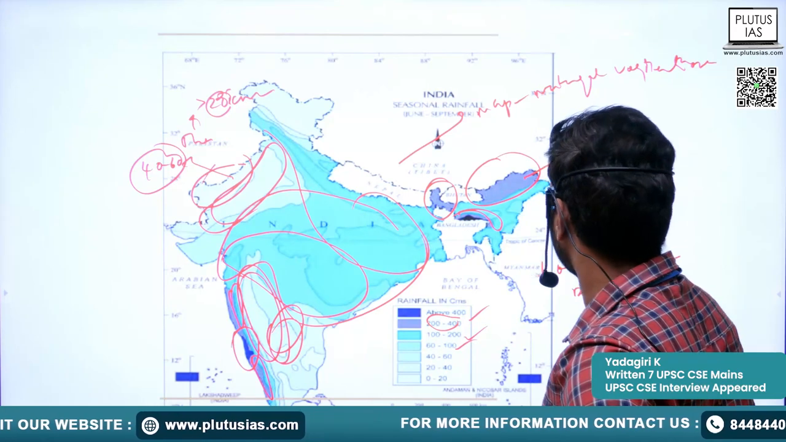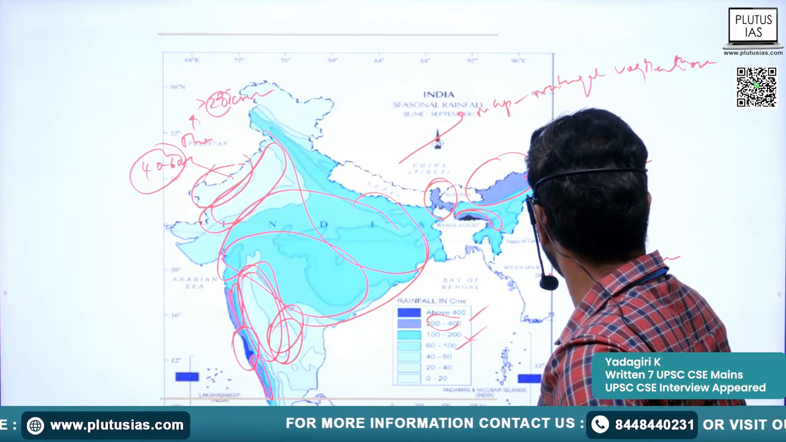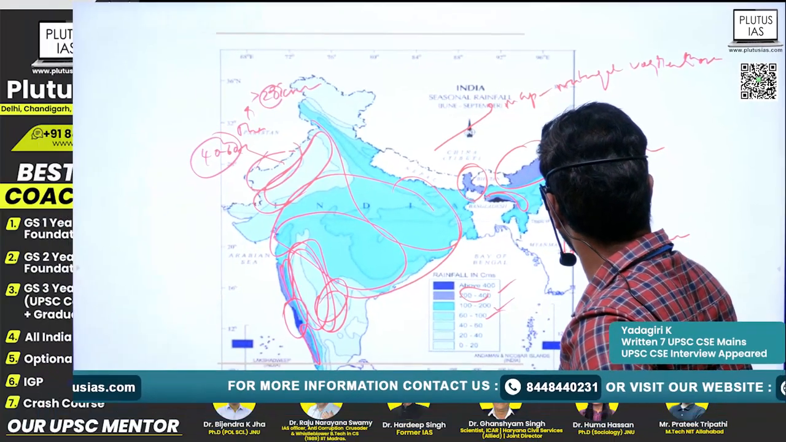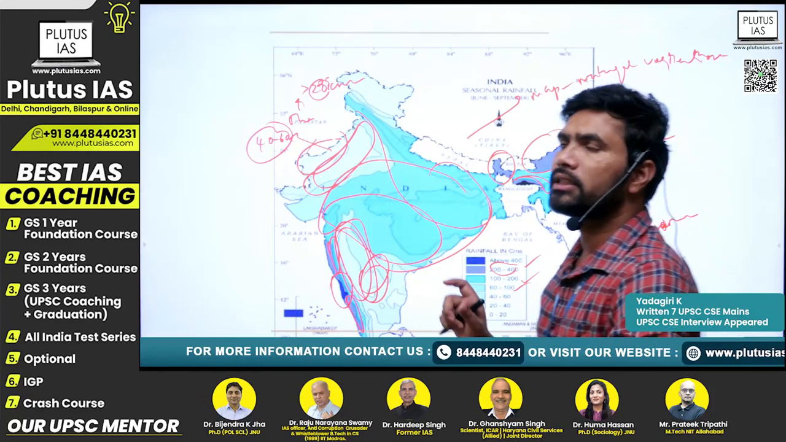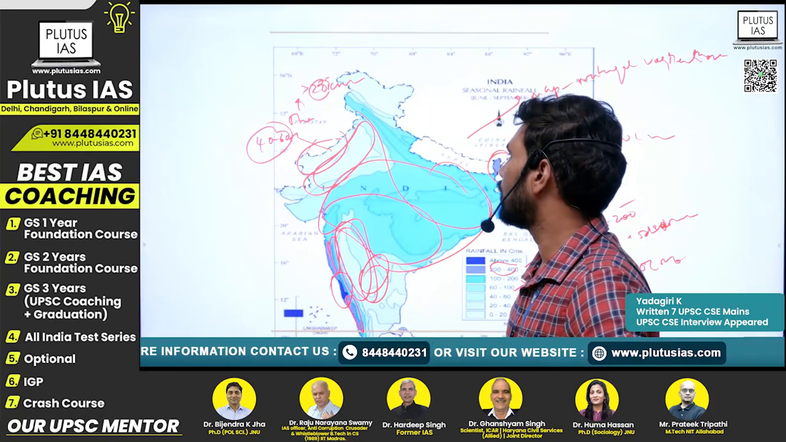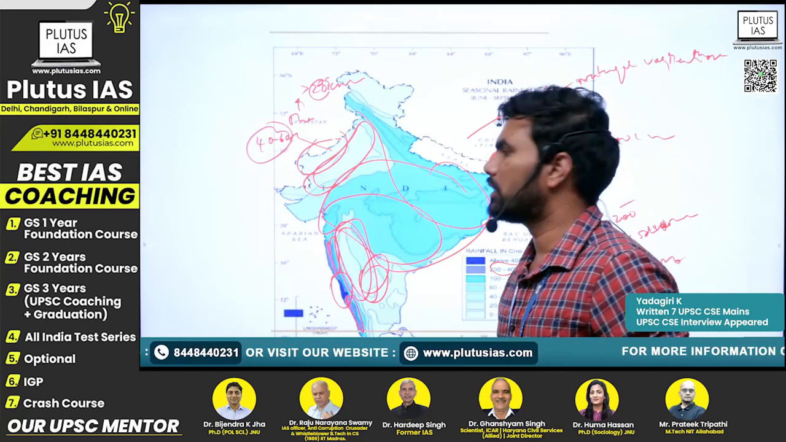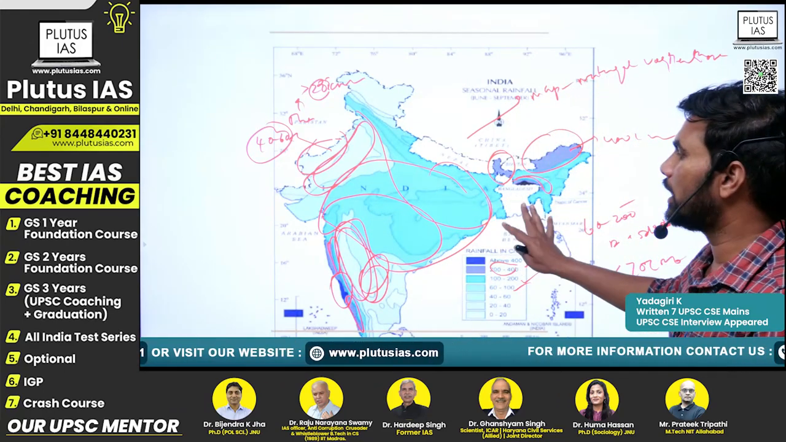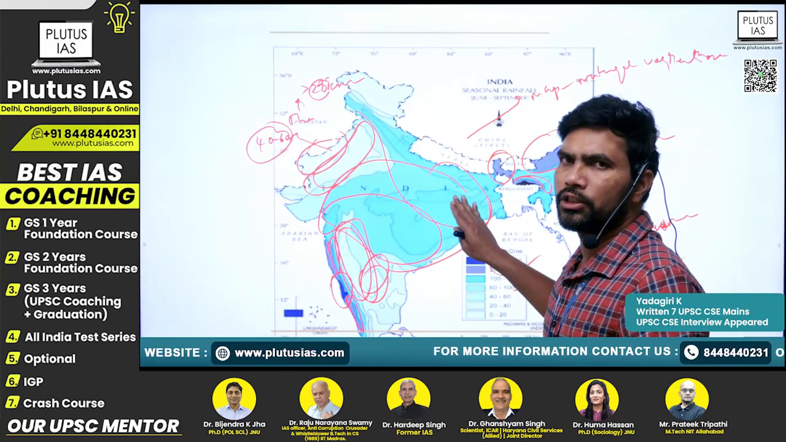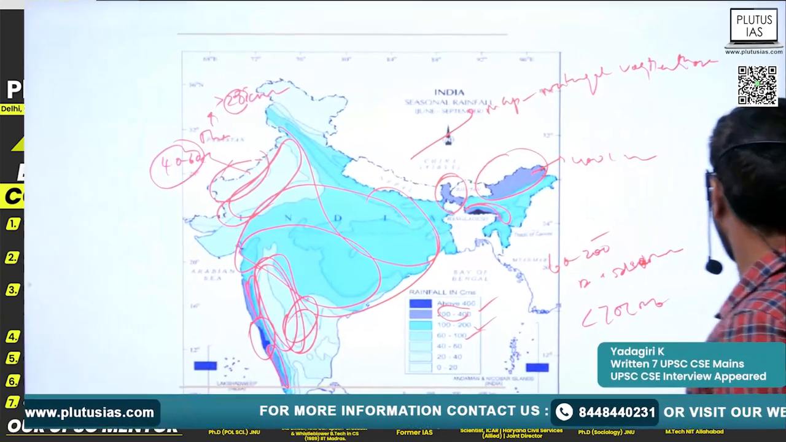Deciduous forest. So where the rainfall is less than 70 centimeters, there you will find the scrub and thorn forest. So you can relate this rainfall map with that of the natural vegetation map. So this is the general distribution of rainfall in India.